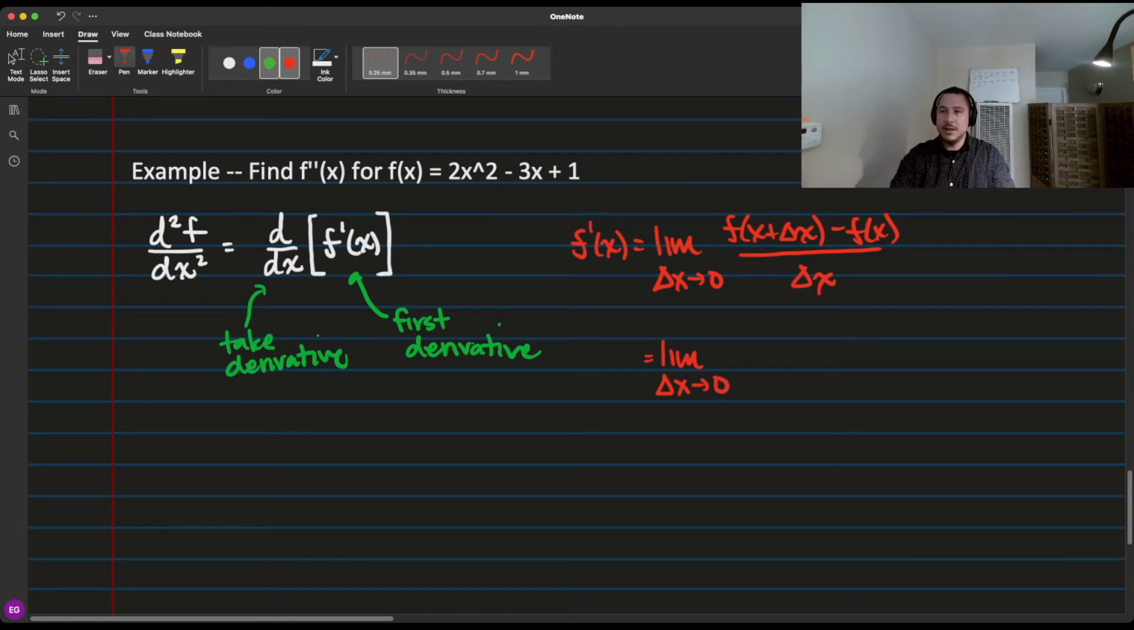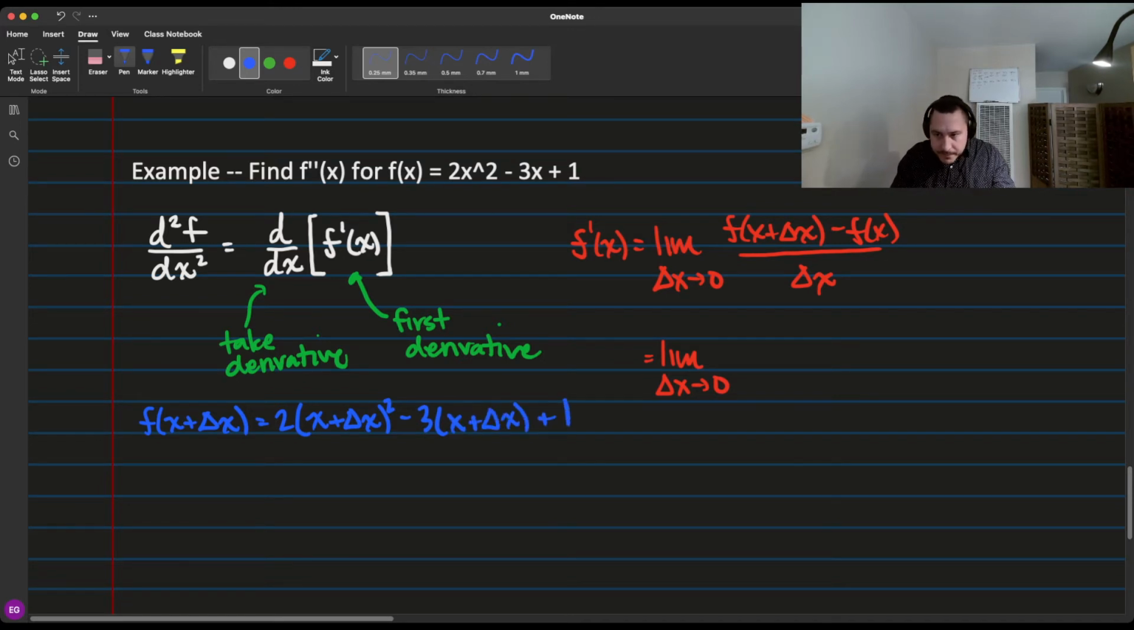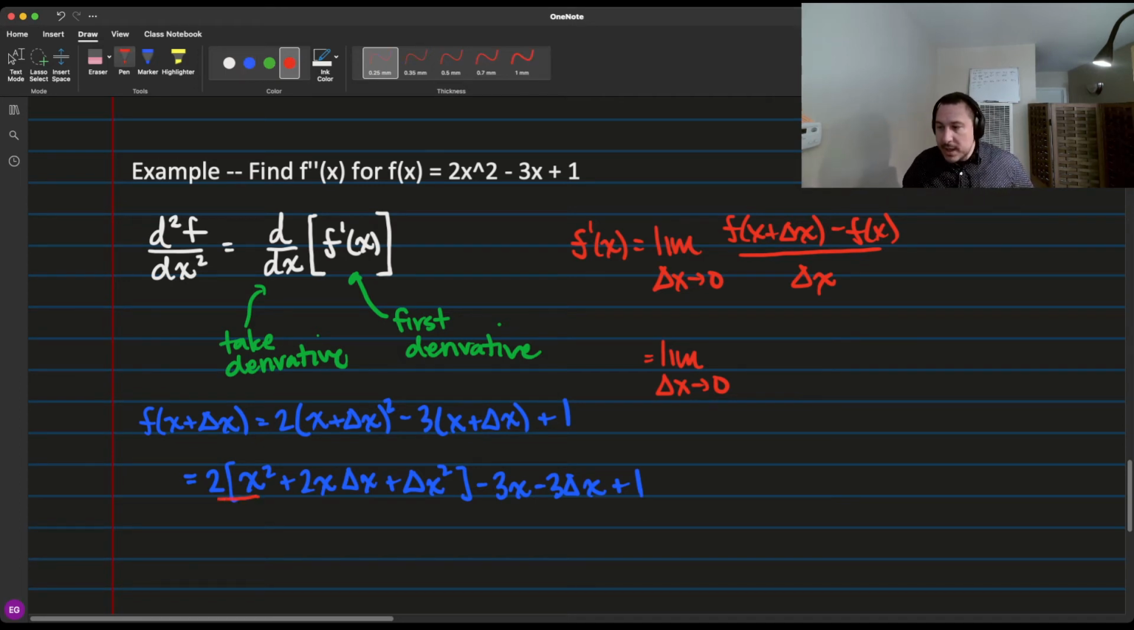Okay, so let's calculate these off on the side. f of x plus delta x is 2 times x plus delta x squared minus 3 times x plus delta x plus 1. So you're going to get 2 times x squared plus 2x delta x plus delta x squared minus 3x minus 3 delta x plus 1. Okay, so let's multiply it through. We're going to get 2x squared plus 4x delta x plus 2 delta x squared minus 3x minus 3 delta x plus 1.